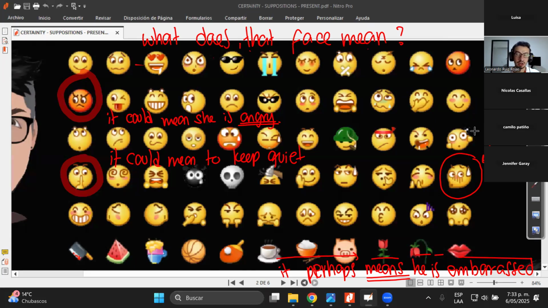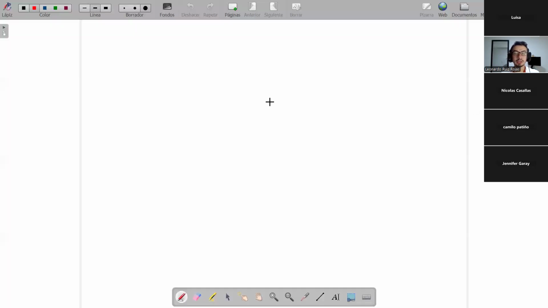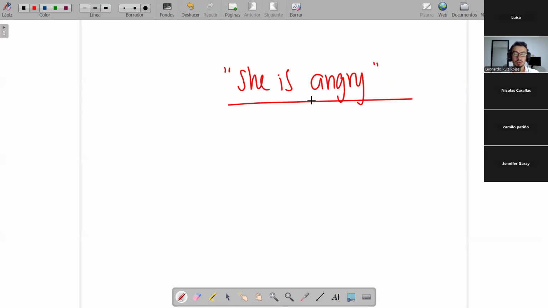Tenemos dos tipos de significado. One meaning is when the saying is a complete sentence. For example, she is angry. That is a complete sentence. Solamente una oración completa, ¿cierto? Que dice, está enojada, right? The other one is a request, o sea, un favor o una solicitud. For example, keep quiet. What is the meaning of keep quiet?